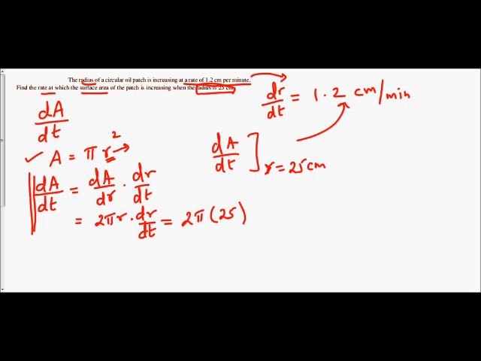So 2 pi 25 times dr dt, which is 1.2. You can simplify this further as per the question; you can leave the pi as it is, or you can give it in decimal points. Okay, I hope you understood how to do this type of problem. The main thing is you need to make up this according to the question, and then you need to know what is asked and what is given.